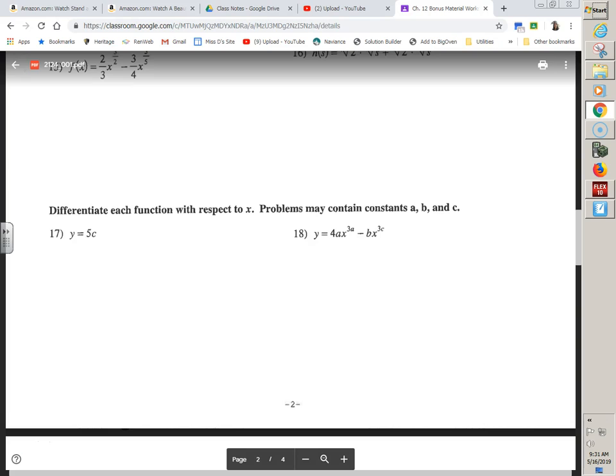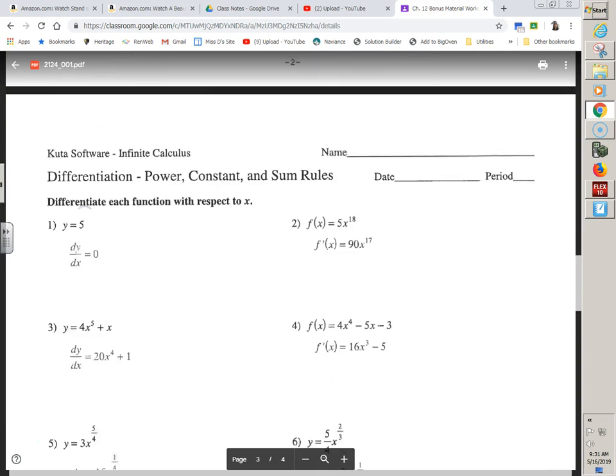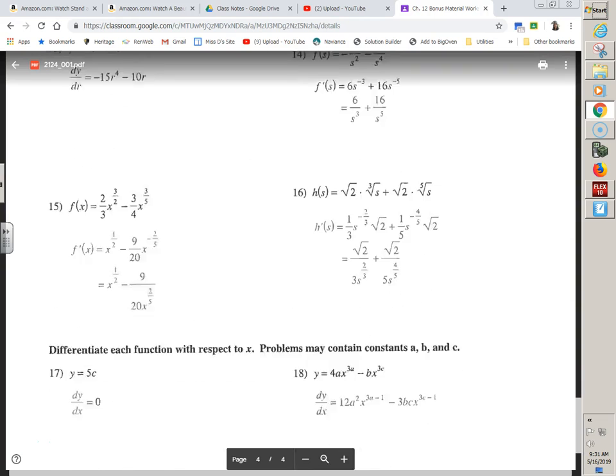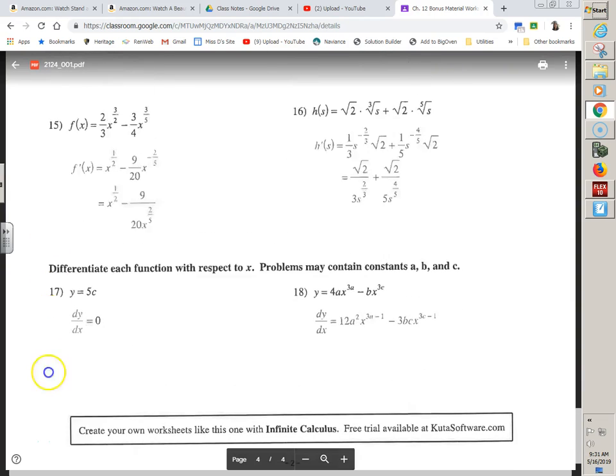But they say that c is a constant. Well, if 5 is a constant and c is a constant, there's no x. What's the derivative of any constant? Yeah. Which is why the answers for this last one should have shown you that 17 was, in fact, 0.